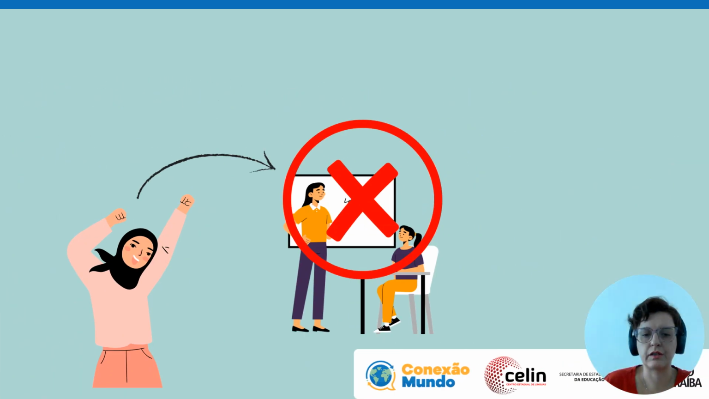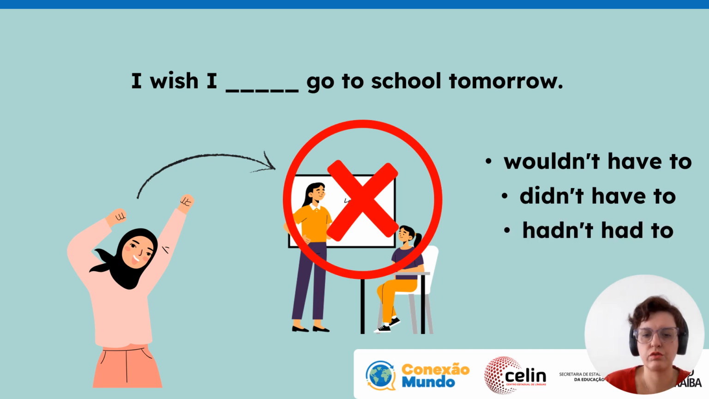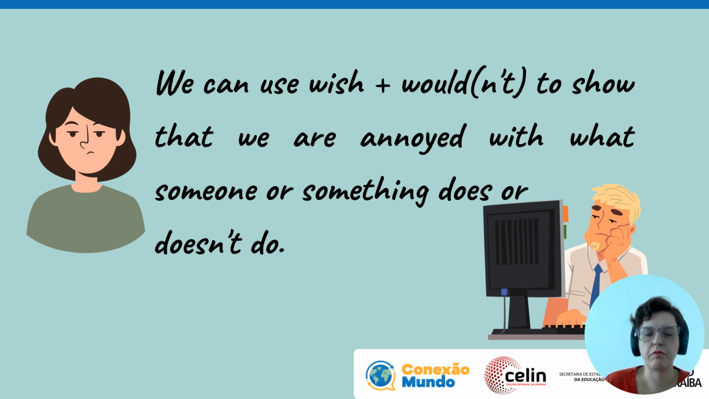Okay? Look, there's a woman and she's imagining something, she's wishing something related to school. Look, I wish I didn't have to go to school tomorrow. Does she want to go to school? Let's take a look. Wouldn't have to, didn't have to, hadn't had to. We can also wish for something that we don't want to do. Okay? We can use wish plus wouldn't to show that we are annoyed with what someone or something does or doesn't do.